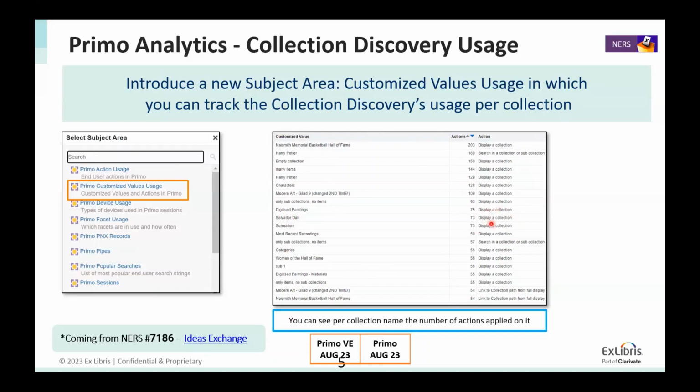And I can also create a report where I group all of the collection actions together to see how well these digitized paintings are used compared to the use of other collection names. So as I said, having this Primo customized value usage opens for us more options to create reports and monitor per collection name the number of actions applied on it. This is an enhancement that will be available during the Primo VE and Primo August release for you.